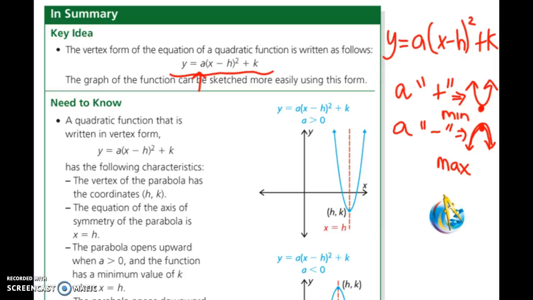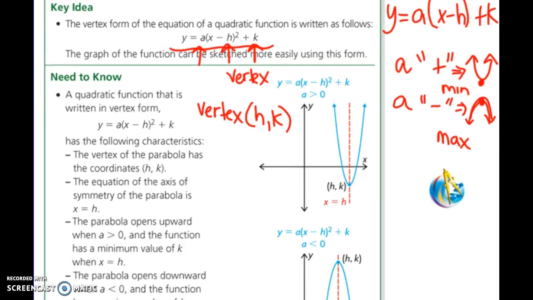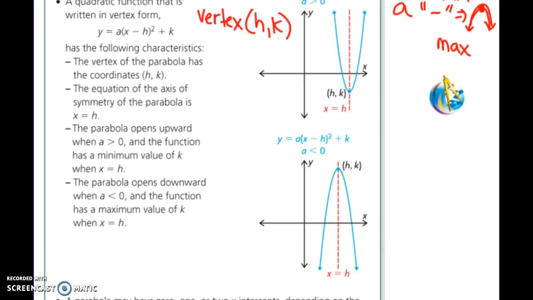Okay, from this equation, we can also use the H and the K to find the vertex. So the vertex is H comma K. So it's whatever opposite value for H in the bracket and the value for K. And also, looking down here, we can also find the axis of symmetry. The equation of the axis of symmetry is equal to the value of H. So your axis of symmetry equation would be x equals whatever the value of H is.